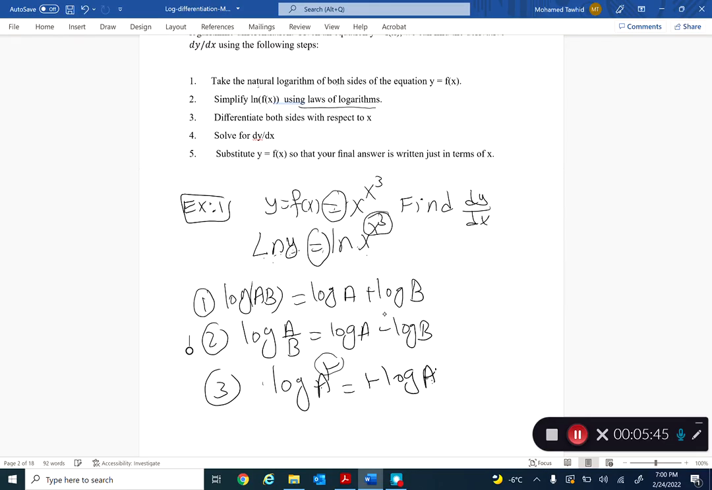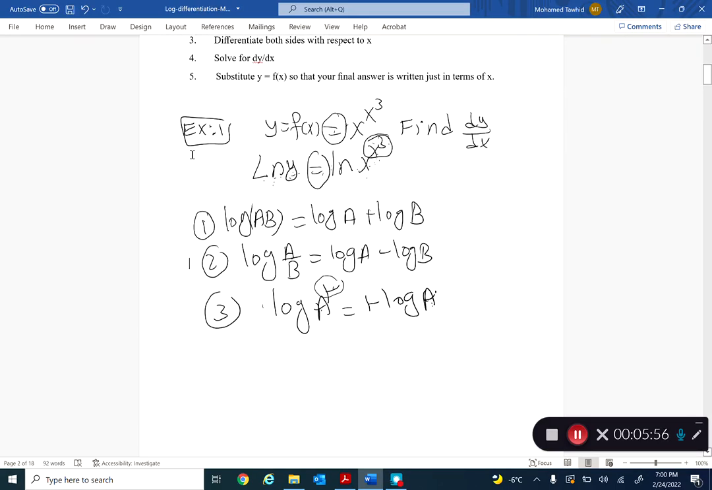So ln y, I cannot do much, but here I can simplify. I can put x cubed in front of our log. That is r. What is my r? X cubed, so I can put it in front. ln y stays the same, and on the right I put x cubed in front, multiplied by ln x. So I took the exponent and put it in front. That is step number 2.